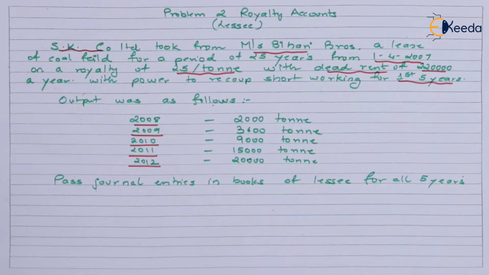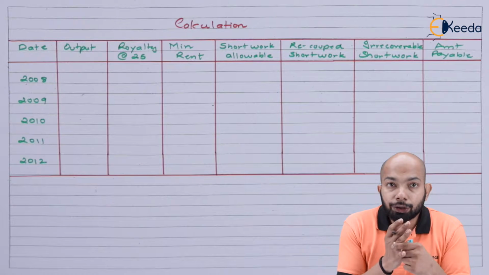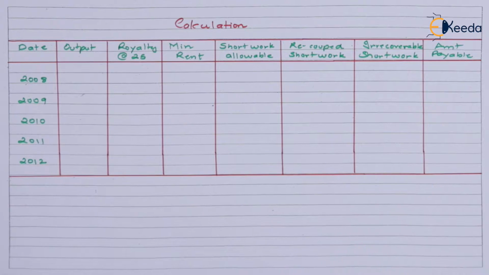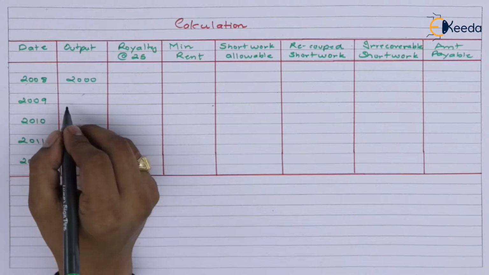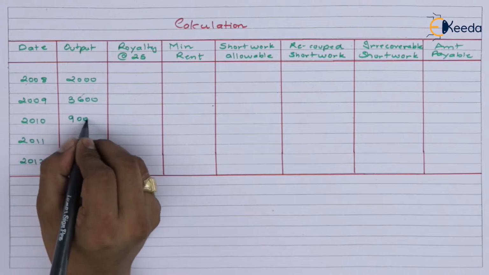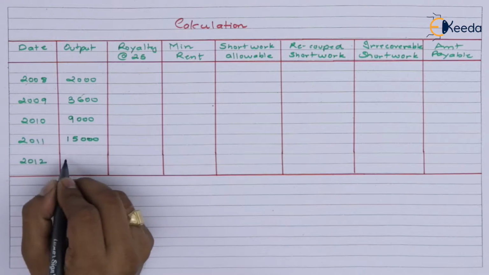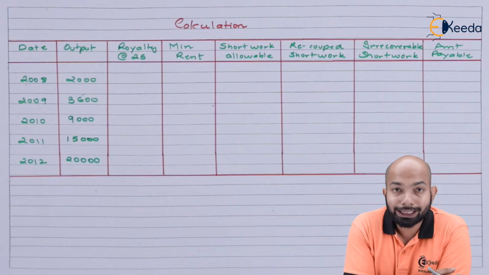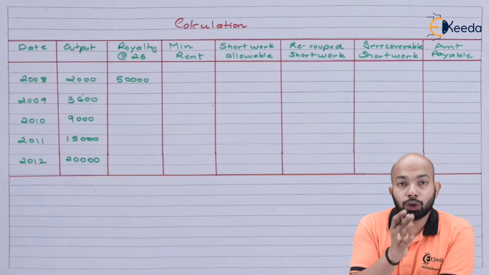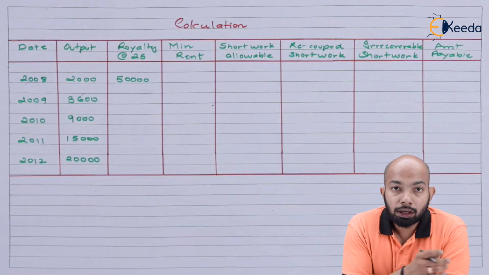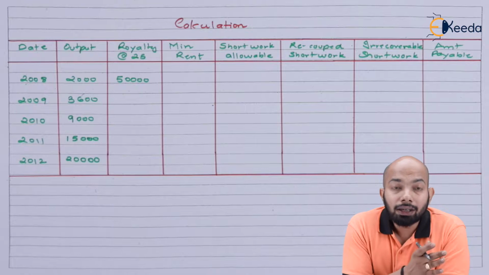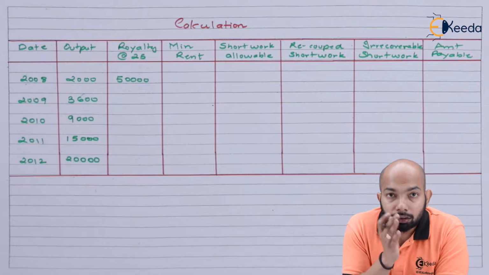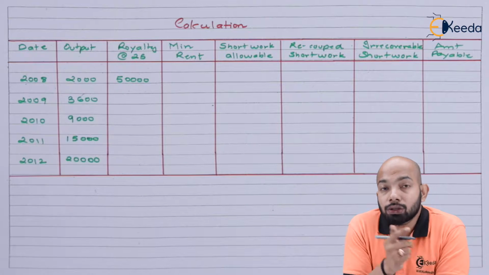So let's start with the calculation first. I've mentioned the columns here for your reference. Let's mention the output and the other details that are already available with us. So the output has been mentioned. Now it's time to figure out the royalty here. So the royalty for the first year is 50,000. That means that is the amount which we are supposed to receive. Ideally, the minimum rent is also a part of it, so let's mention that.